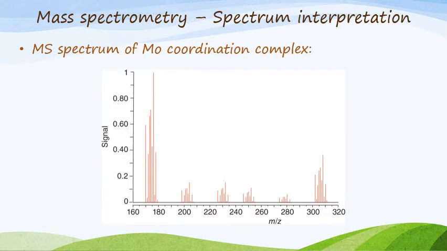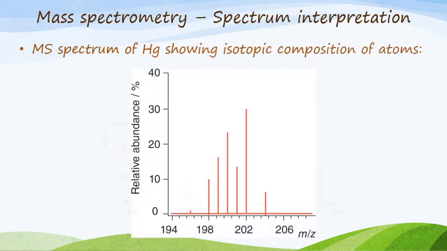So this is what a mass spectrum looks like for a molybdenum coordination complex. And you will see that we have these groupings of peaks, which indicates the masses of the ions at different points. It's much clearer on the next slide, where we look at the mass spectrum of mercury. Now, mercury is obviously a single element. This shows the isotopic composition of the atoms.